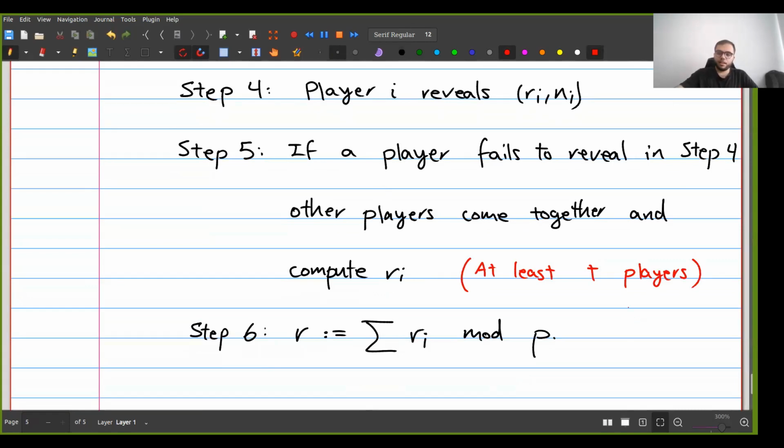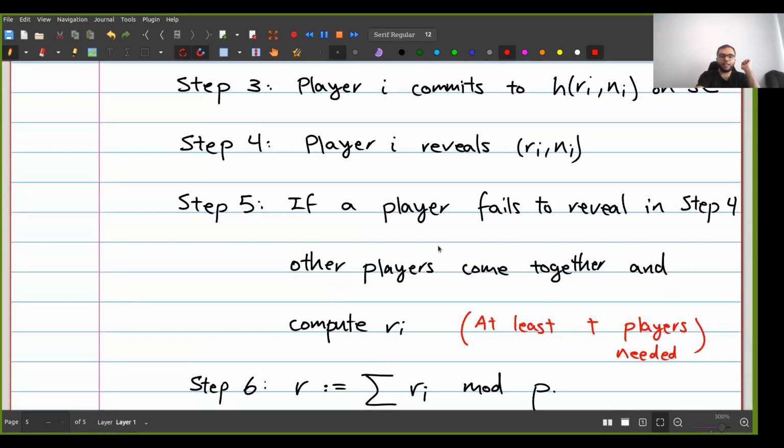So if I need at least T players here, then my assumption has to change. Previously, my assumption was that I have one honest player, and I was saying that even if one player is honest and honestly generates an Ri that comes from a uniform random distribution, then the entirety of R comes from a uniform random distribution. But now I need another level of honesty for this step.